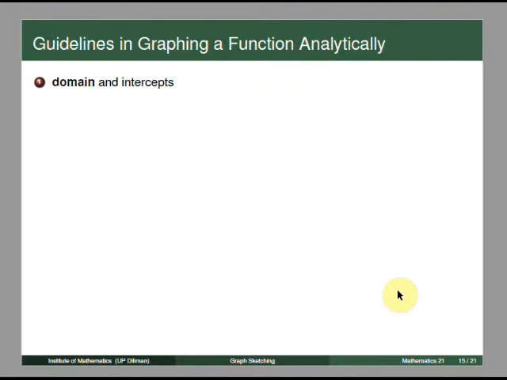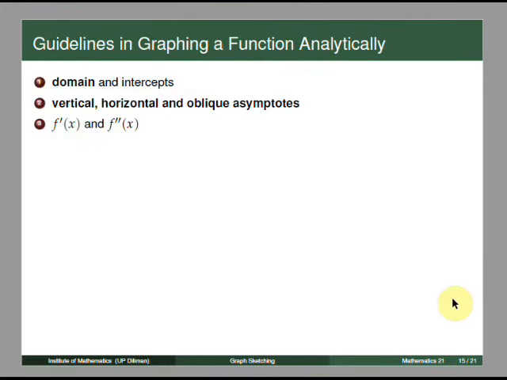First step is to find the domain and intercepts. Next is to find the vertical, horizontal, and oblique asymptotes using limits. We then determine f prime and f double prime, which will give us our critical numbers and possible points of inflection.